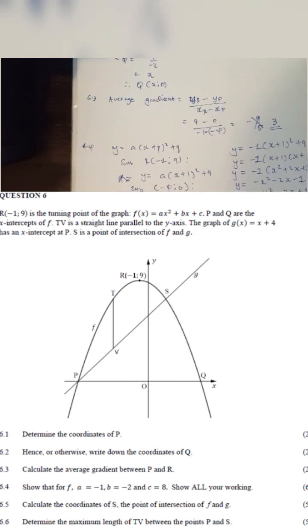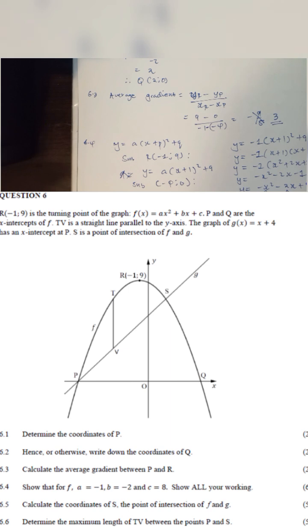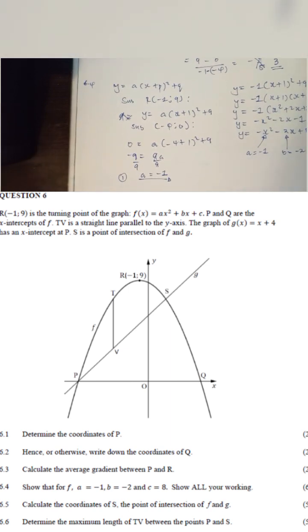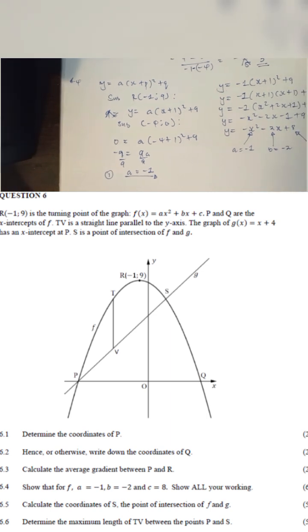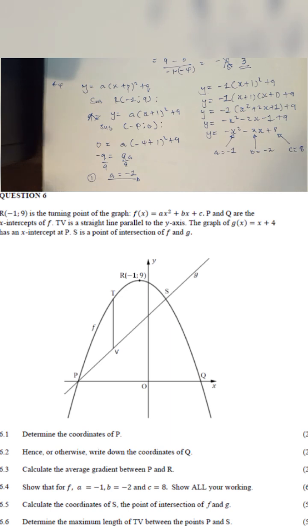Let's move on to 6.4. Now 6.4 is kind of long, but it's not complicated. You can make it shorter once you understand what's going on. But this is what I have. 6.4 says show that for f, a is equal to negative 1, b is equal to negative 2, and c is equal to 8.